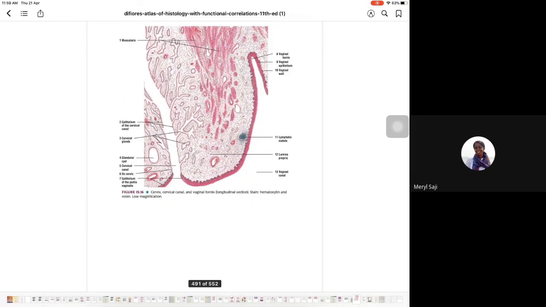Figure 19.16, cervix, cervical canal and vaginal fornix, longitudinal section, stain H&E, low magnification.